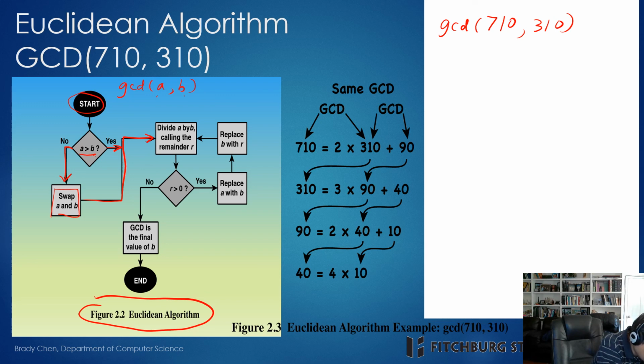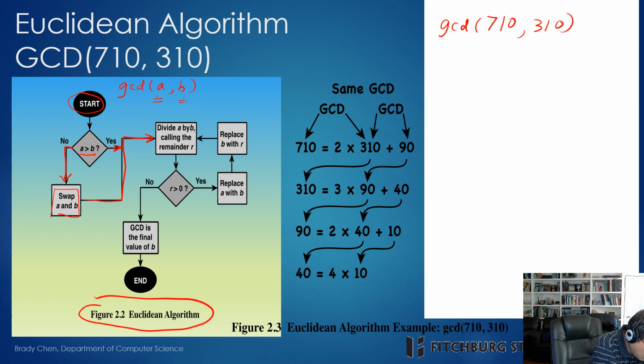Then we divide A by B. So now you know why we always want to swap A and B to make sure A is bigger than B: because we always divide A by B, so we have to make sure B is smaller than A. Otherwise, if we divide a smaller number by a bigger number, we always get the same result: the quotient is always zero, and the remainder is always A. That doesn't make any sense, you don't gain anything. So we always make A bigger than B, and then we divide A by B.